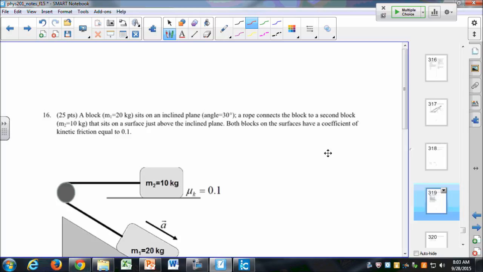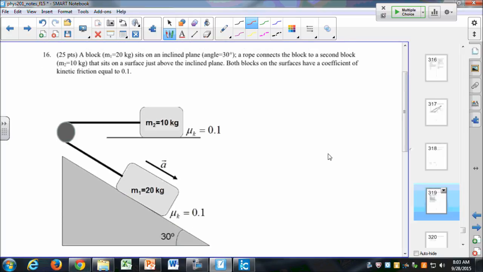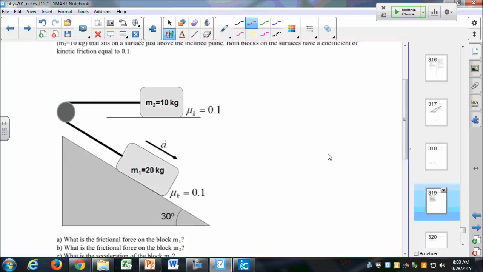Oh yeah, here we go. Let's look at this one. This was a good one. So here I have a block that sits on an inclined plane. This is on page 319.